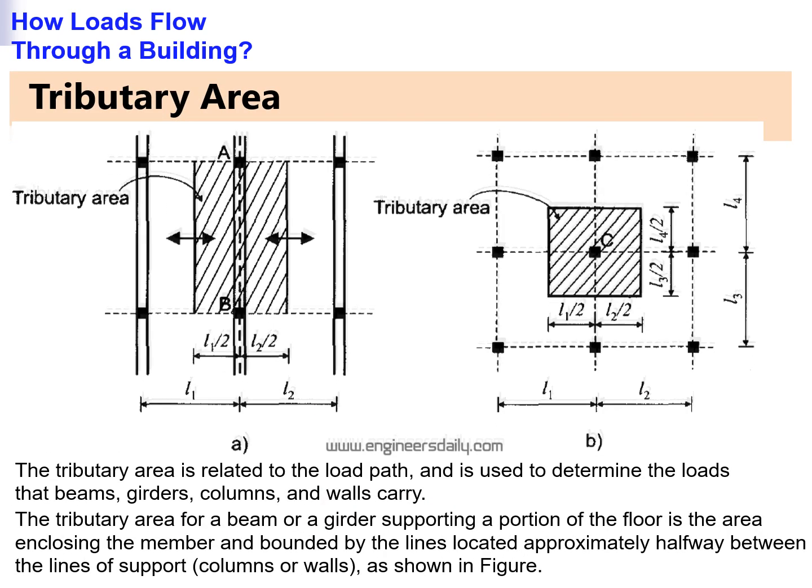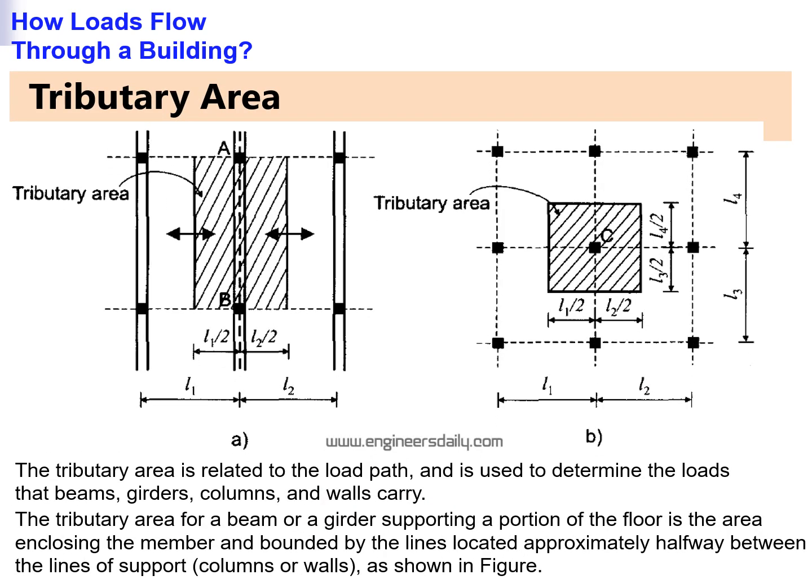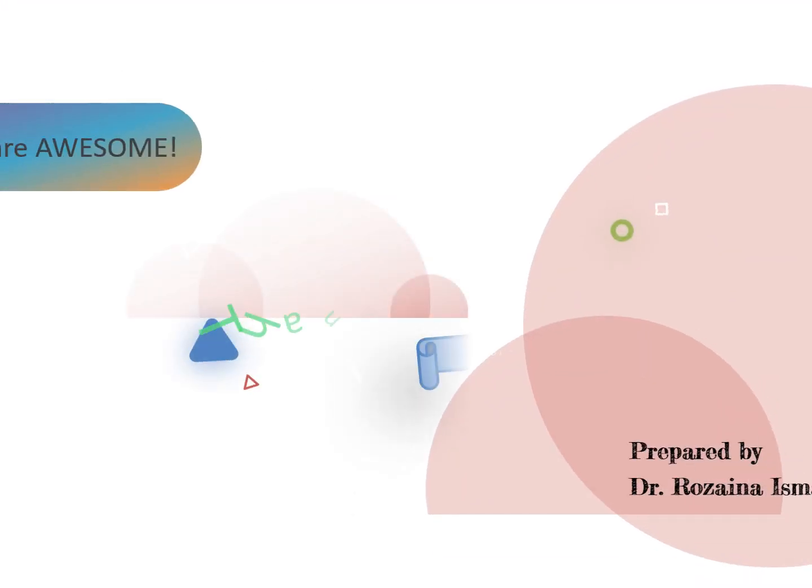The tributary area is related to the load path, and is used to determine the loads that beams, girders, columns, and walls carry. The tributary area for a beam or a girder supporting a portion of the floor is the area enclosing the member and bounded by the lines located approximately halfway between the lines of support, columns or walls, as shown in figure.